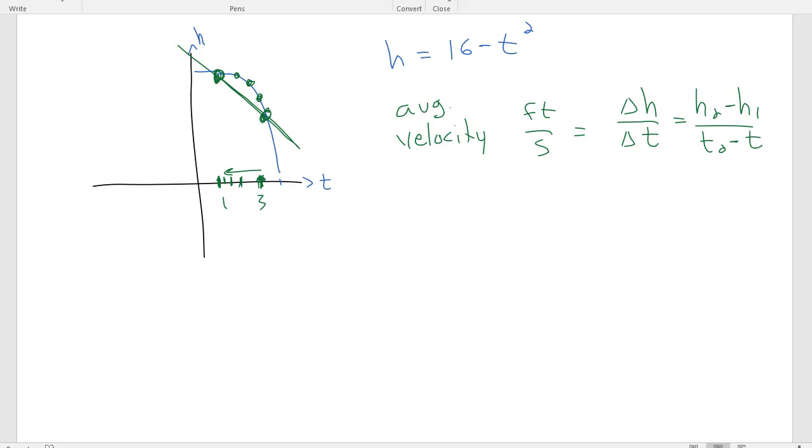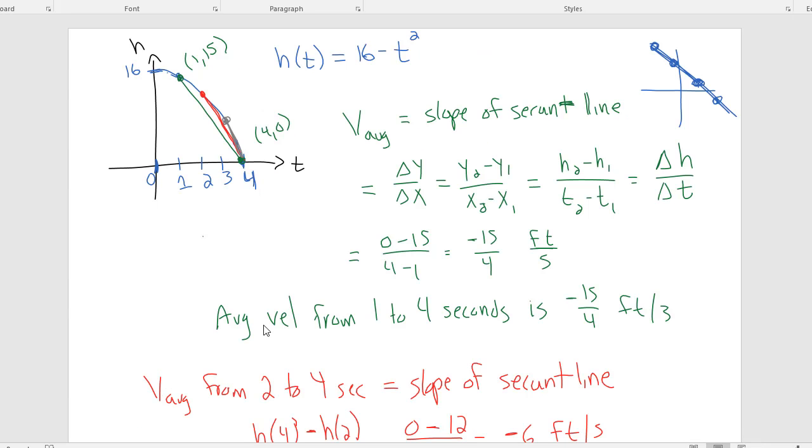So let's bring up our notes real quick from that conversation, just to remind ourselves of a little more detail. So here is our height function. We're talking about the average velocity being the slope of the secant line. Between any two points on that graph, that gave me an average velocity, change in height over change in time. And so we numerically calculated what that would be from 1 to 4 seconds.